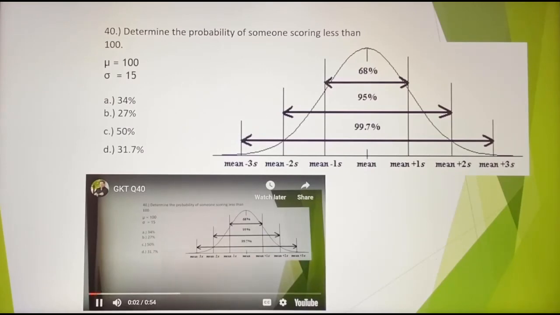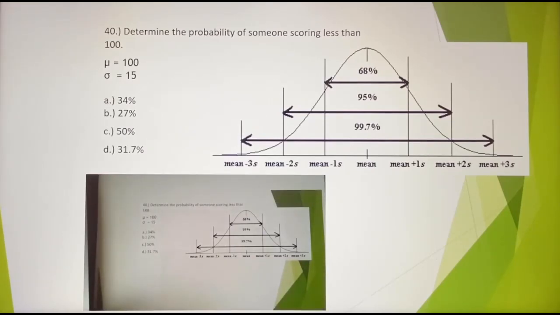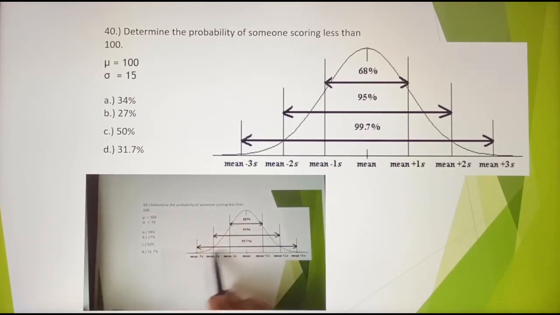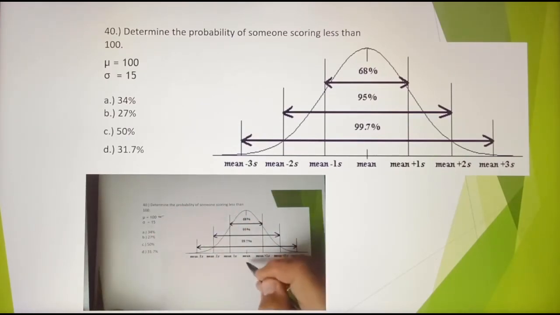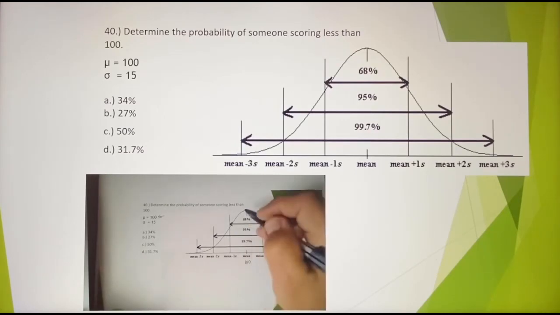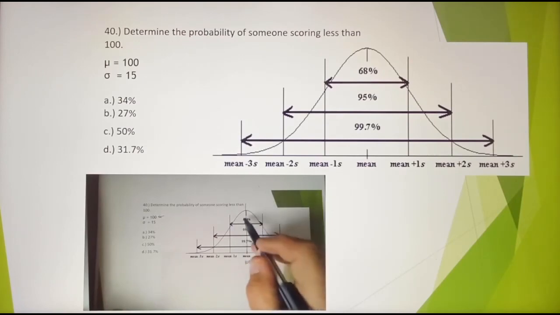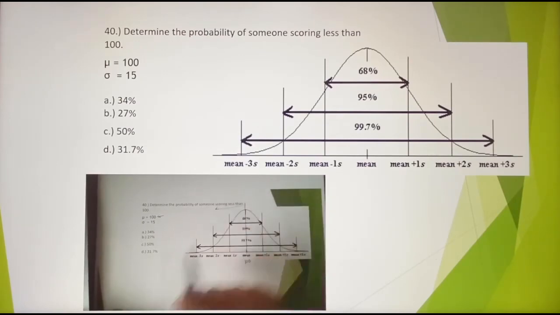In this problem, we need to determine the probability that someone scores less than 100. And again, 100% is the whole area under the curve in the empirical rule. This is a normally distributed curve. We're told that the mean is 100, so that's right here in the middle. So if that's the case, we divide this in half. What's the probability of somebody scoring less than 100? That would be everybody on this side.